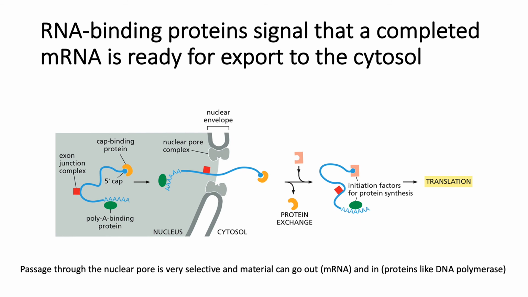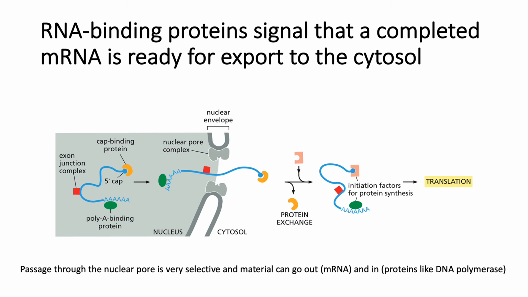But anyhow, you have the 5' cap binding protein, you have the poly A binding protein. These participate in the recognition of RNA molecules that need to leave. And they leave through this nuclear pore complex. Once they're out of that complex, then they are targeted for translation at the ribosome.